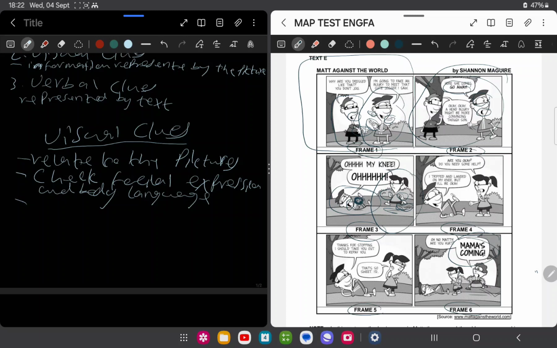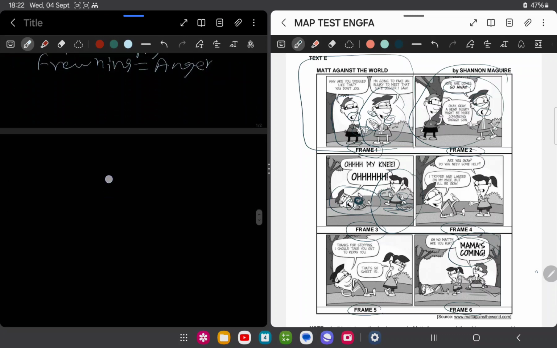Then how people's faces show emotions. A smile means that the person is happy. If maybe the character in a cartoon is frowning, it means that the character is experiencing a feeling of anger.